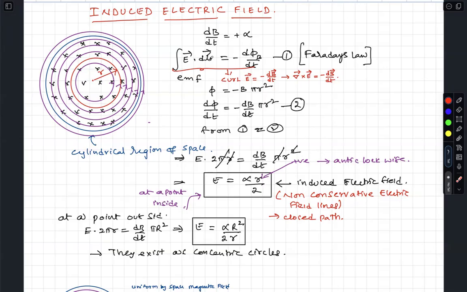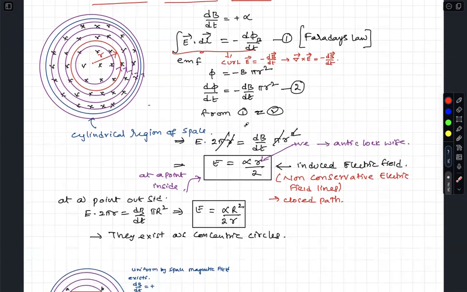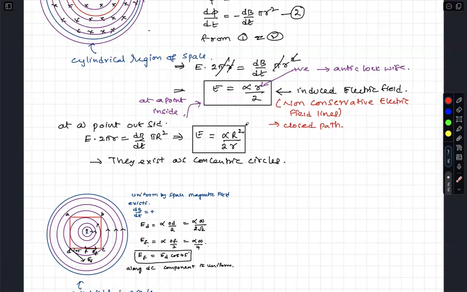Conservative fields means this integral should be zero for a closed path. But here it is not zero. So the non-conservative electric field is also called the induced electric field. At a point inside, this is what you will use. At a point outside the system, you will use this relation. Why? Because E into 2 pi r is dB by dt times pi capital R square in that case. E into 2 pi r is dB by dt times pi R square. So E is alpha R square by 2r.